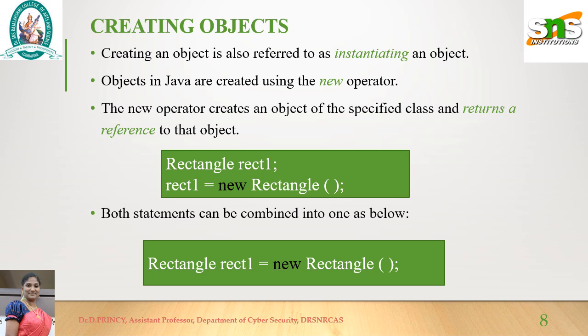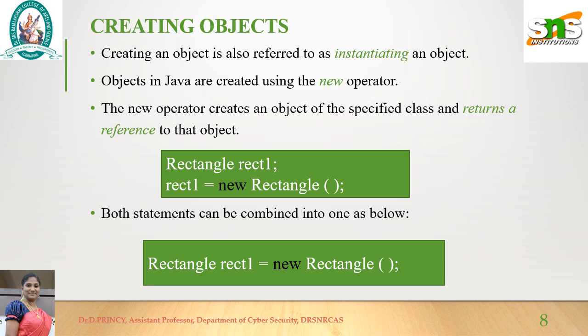The process of creating an object is also known as instantiating an object. Objects are created using the new operator because the new operator is used to allocate the memory of that object. So it returns a reference to that object. So here, rectangle is a class, rect1 is an object.